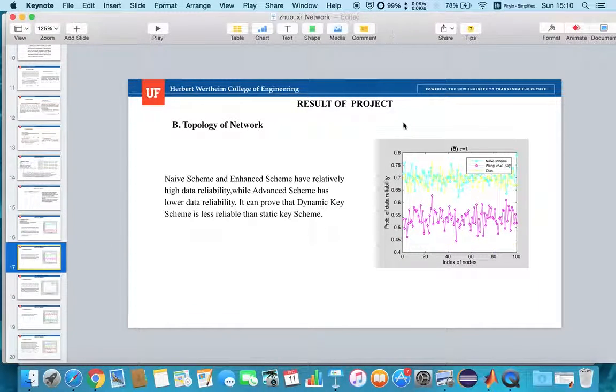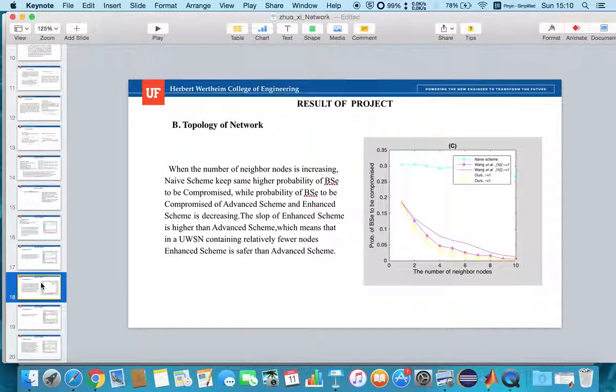And in picture 2, you can see here the naive scheme and enhanced scheme have relatively higher data reliability, while the advanced scheme has lower data reliability. It can prove that the dynamic key scheme is less reliable than the static key scheme because the key will change, so it will become less reliable. But it doesn't matter much.